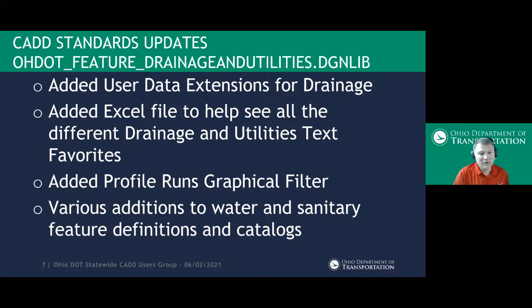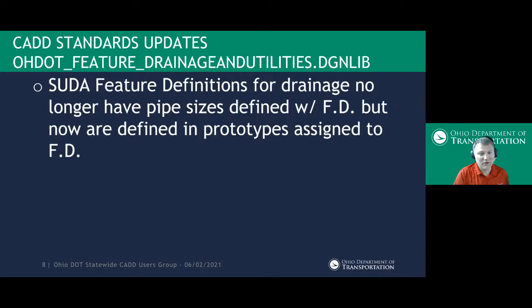Profile graphical run filters were added, as well as various additions to the water and sanitary feature definitions and catalogs. So again, make sure you look at that running update log to see everything in detail. And the last one for drainage and utilities, the SUDA feature definitions for drainage no longer have pipe sizes defined with the feature definition, but they're now defined in the prototypes that are assigned to those feature definitions. So that should make sense if you've done any drainage and utilities stuff there.